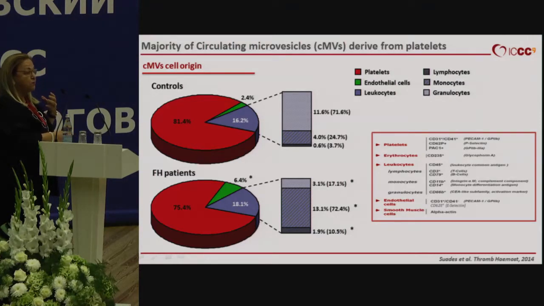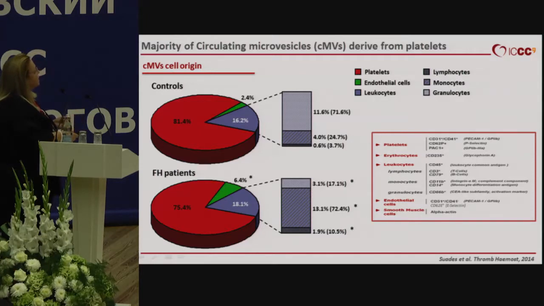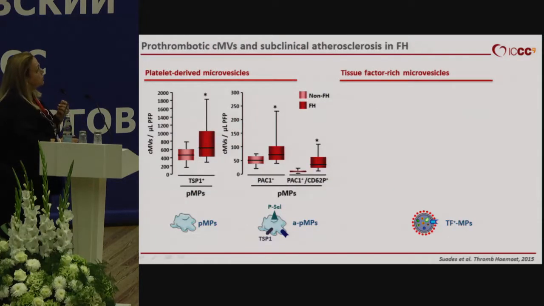As it was mentioned before, we are not following our studies with the number of microparticles, because we believe it is important to identify the parental cell that is releasing the microparticles. Where are they coming from? And therefore, we have chosen a platform of different antibodies by which we can identify where the microparticle has been released from, if it's an endothelial cell, a platelet, or a white cell. So with this situation, I'm going to start showing you data on familial hypercholesterolemic patients.